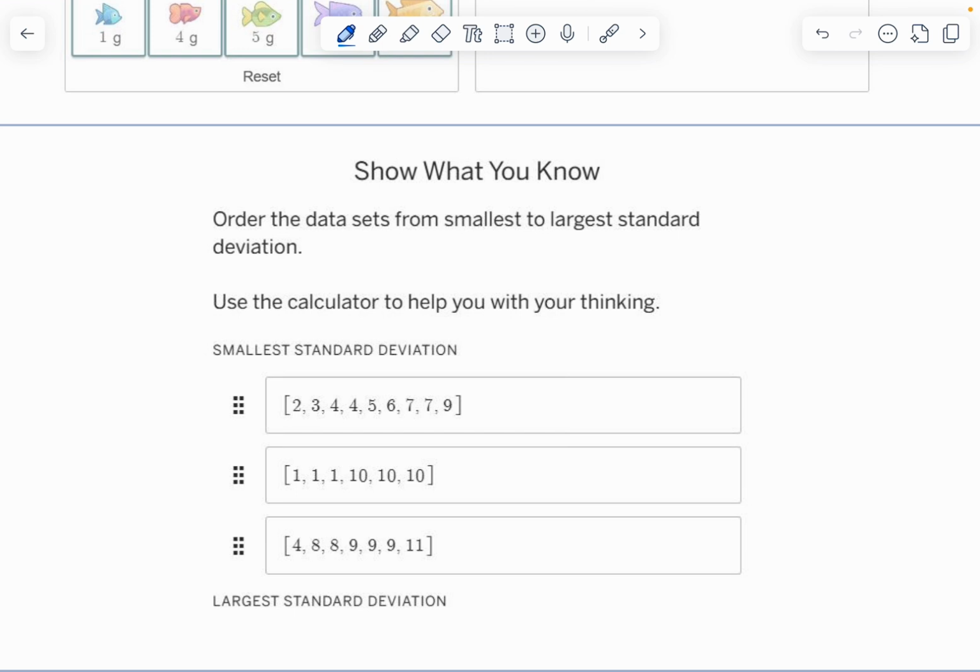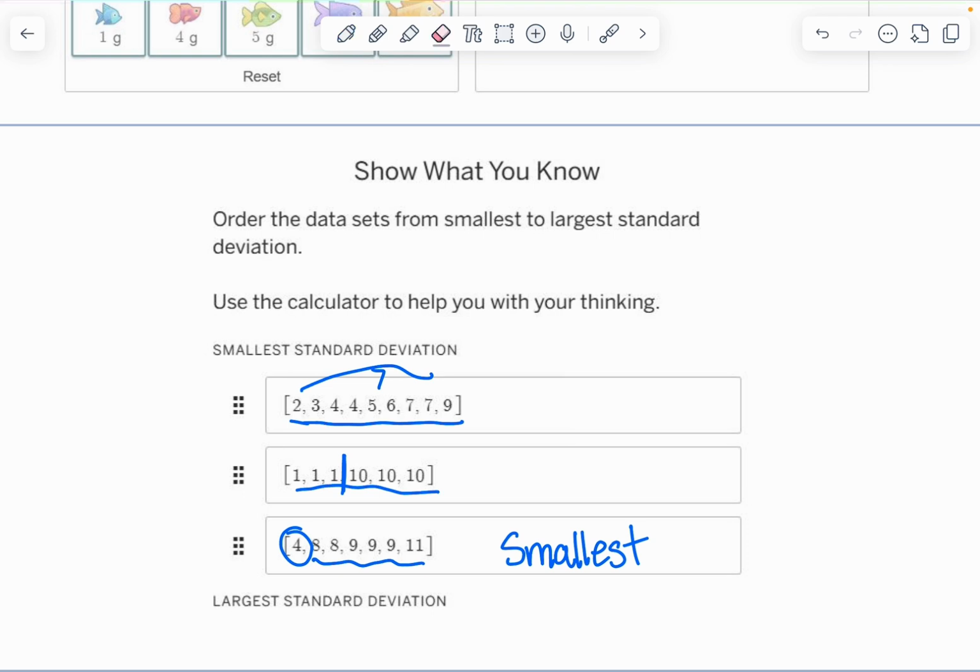It does say use a calculator to help with your thinking, but we can actually do this one without a calculator. So first, looking at this, we've got a couple of varieties here. Looks like our range here would be 7. We've got a little variety here, with that pull from one side to the other. And then finally we have 8, 9, 9, 9, 9, 10, 11. These ones are pretty close to each other, excluding this 4. This one is probably going to be the smallest standard deviation, just because they are fairly similar to each other.